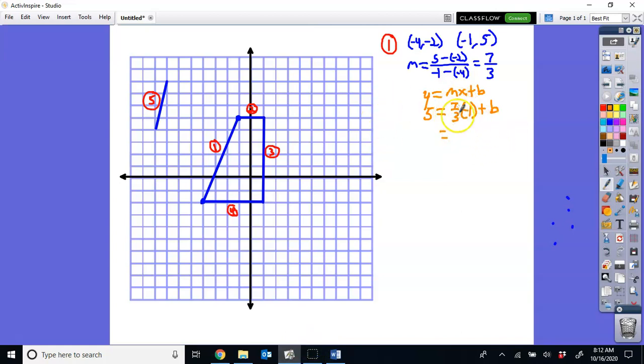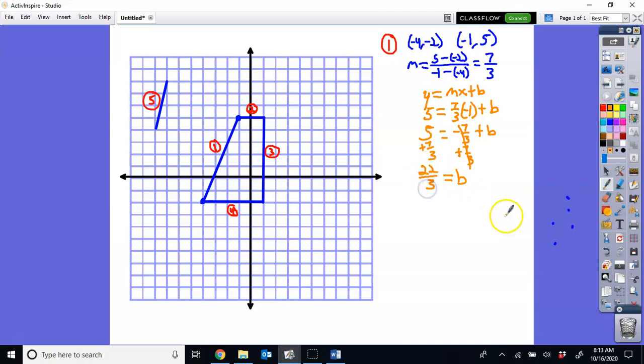So 7/3 times -1 is -7/3. We're going to solve this equation. And then you have 5 over here, so we add 7/3 to this side. It cancels out and leaves me with b equals 5 plus 7/3. 5 plus 7/3 is going to be, let's say 15/3 plus 7/3, which is 22/3.